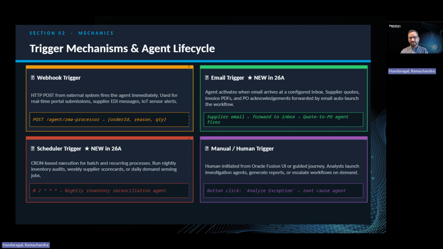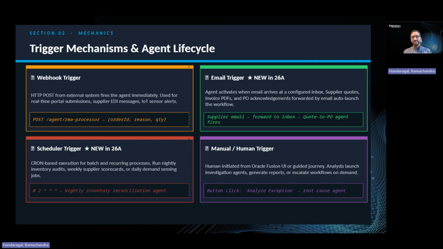Another trigger which Oracle provided is very simple. If you have files coming in, for example quotes coming from our vendors to our mailboxes, we can connect the Outlook mailbox to our workflow agent. We can configure that for this particular email address: if there's a file attached, trigger this workflow agent to read those documents and perform the next step.